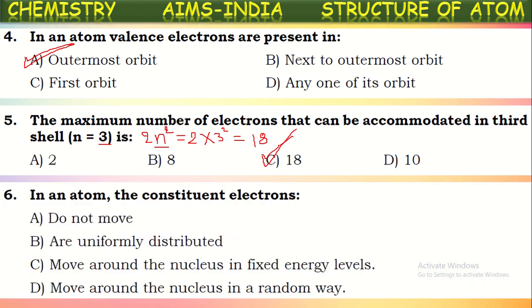Okay. Next one. In an atom, the constituent electrons, where will those electrons be: they do not move, are uniformly distributed, move around the nucleus in fixed energy levels, or move around the nucleus in a random way. How do they move? Yes, electrons won't be constant. They'll be always moving around the nucleus. Electrons move around the nucleus in fixed energy levels. They are called orbits. So electrons will be revolving around the nucleus in fixed orbits. So this is the correct answer. Okay. Next one.